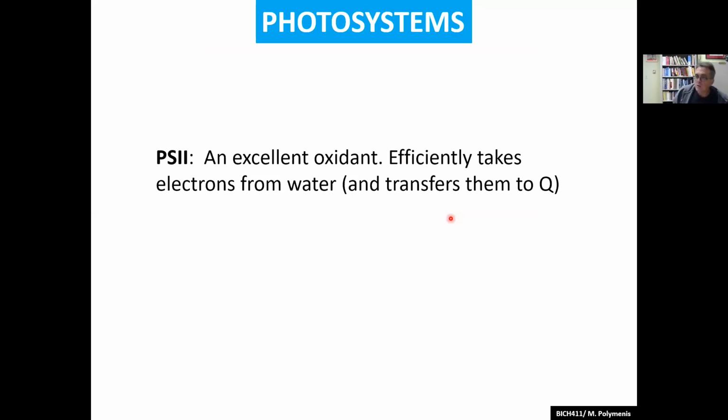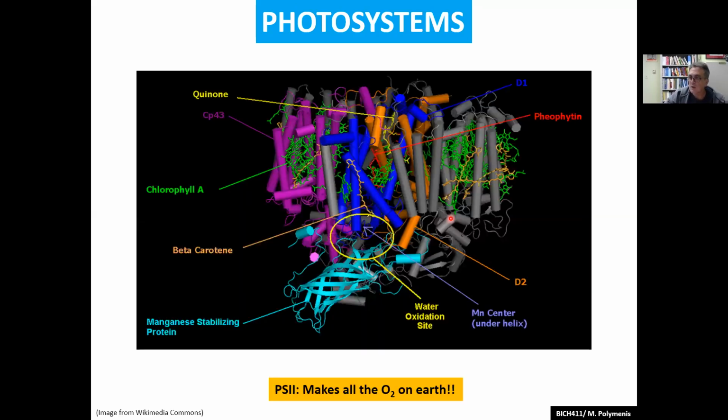It takes electrons from water, and what it does, it transfers them to Q. So again, we have Q reduction. But before we see that, let's see how photosystem 2 looks. That's the protein complex that makes all the oxygen on Earth.